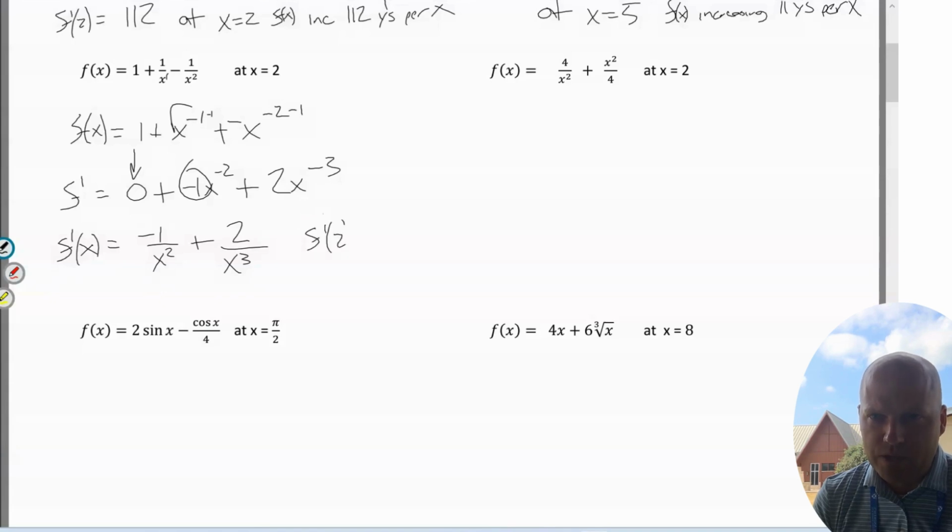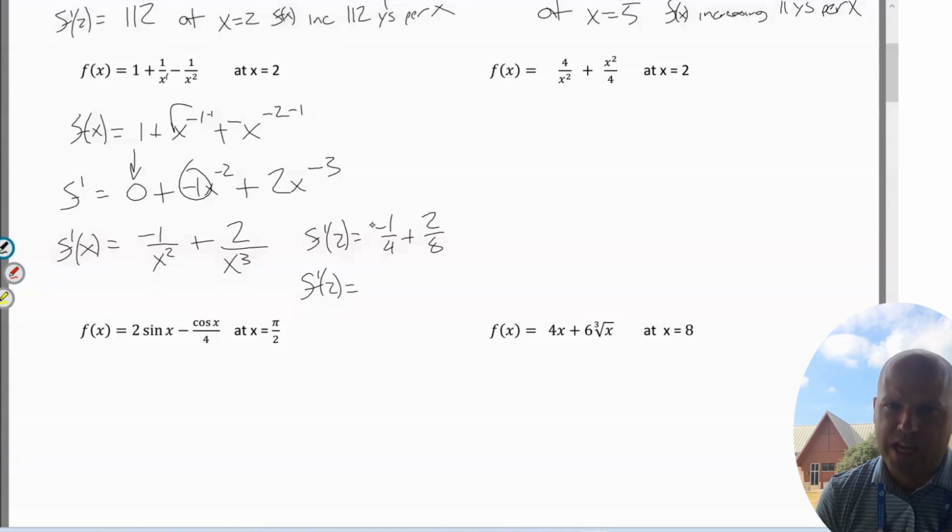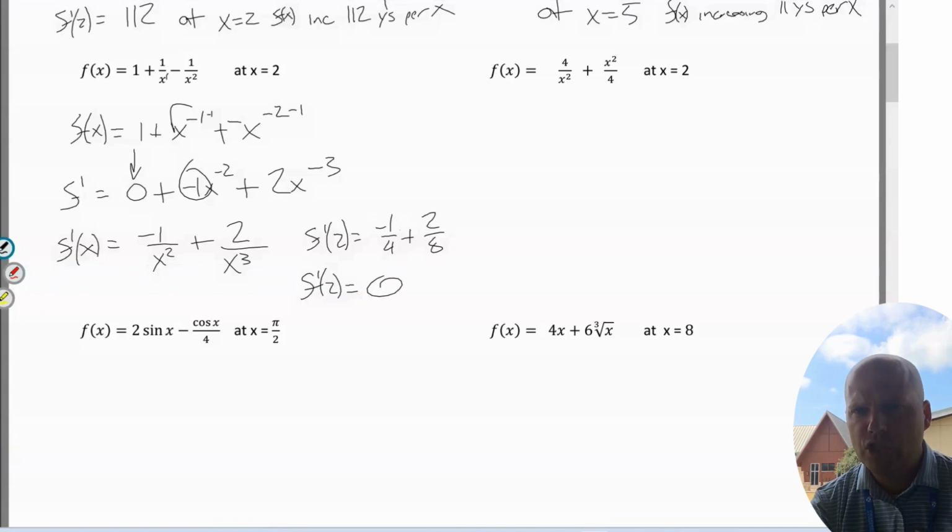All right, now I plug in 2 and I get negative 1/4 plus 2/8. I want you to simplify. You need to know how to add fractions. This is negative 2/8 plus... oh, look at that. This is 0. Would you look at that? Negative 1/4, 2, 2, 4, 8.